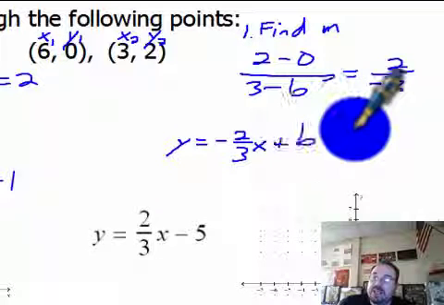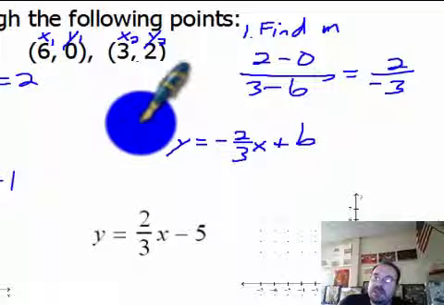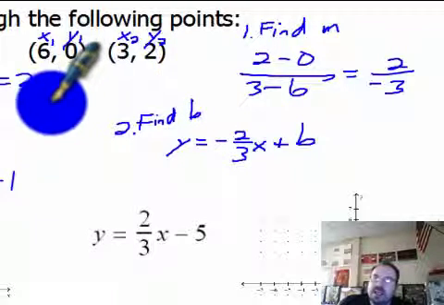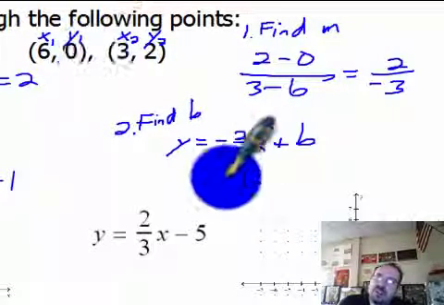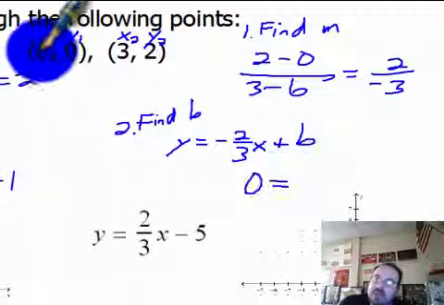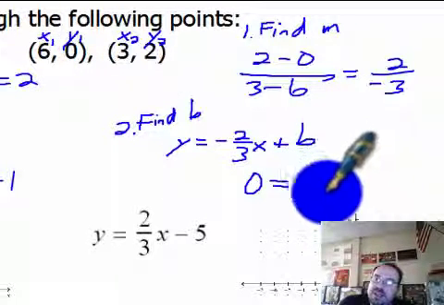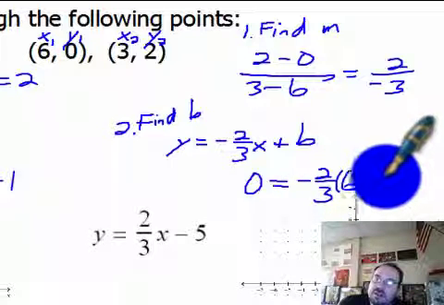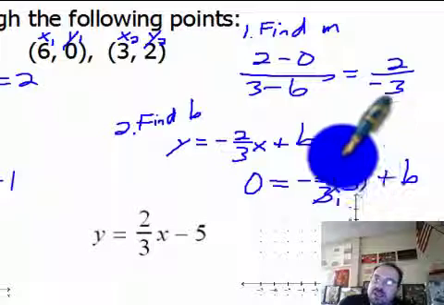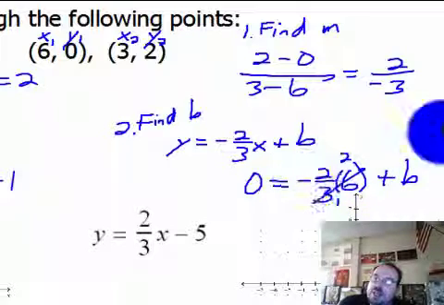And to find b, so part 2, I have to find b. I'm going to plug in an x and a y. I think I'll just use this one. It doesn't really matter. So I'm going to plug in a 0 for y, and I'm going to plug in a 6 for x. And negative 2/3 times 6 ends up giving me negative 4.